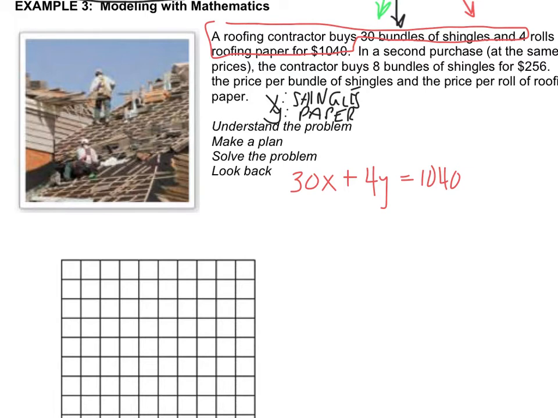So in the second purchase, this contractor bought 8 bundles of shingles, and the shingles cost, again, was the X for $256. So now we've got to figure out, well, what was the price of a single bundle and what was the price of a single roll?